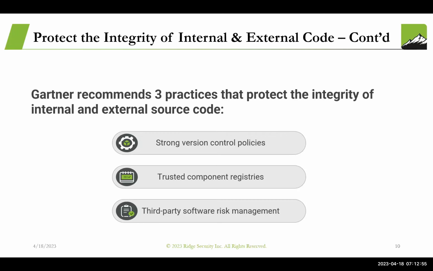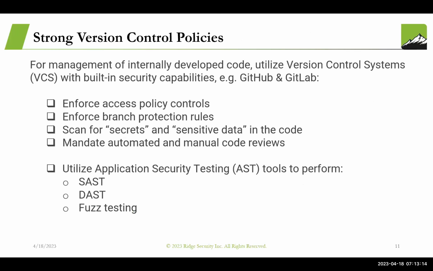There are three practices that are recommended by Gartner for protecting the integrity of internal and external code. The first one is version control policies. The second one is utilizing component registries. And the third one is third-party software risk management. So let's take a look at each one.